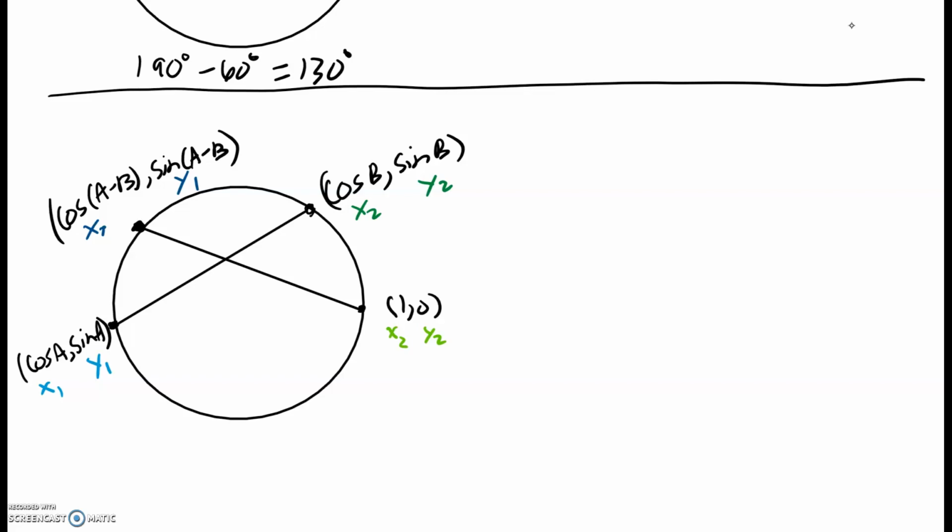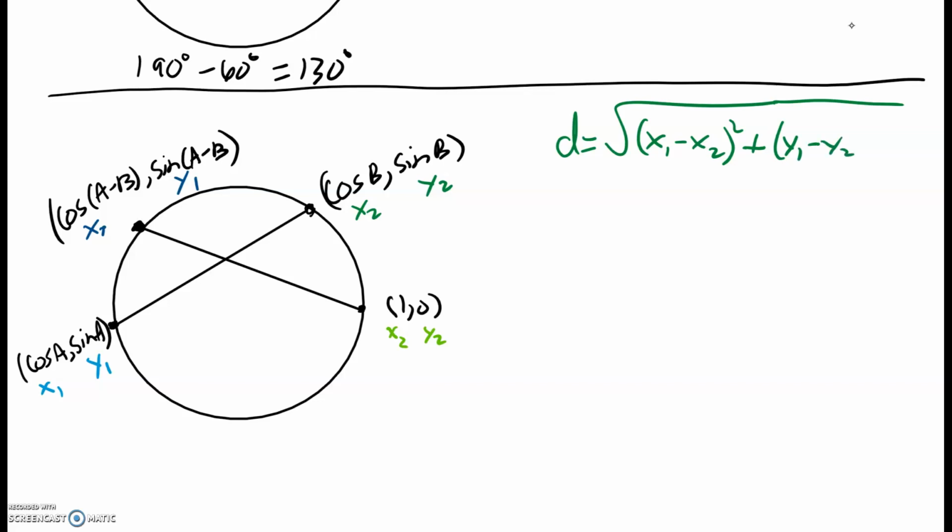Now in geometry, maybe you remember what's called the distance formula. The distance is equal to the square root of x sub 1 minus x sub 2 squared plus y sub 1 minus y sub 2 squared. Now if we solve for d, if we square both sides, which I'm going to do, then I get d squared is equal to x sub 1 minus x sub 2 squared plus y sub 1 minus y sub 2 squared. And now we're going to continue.